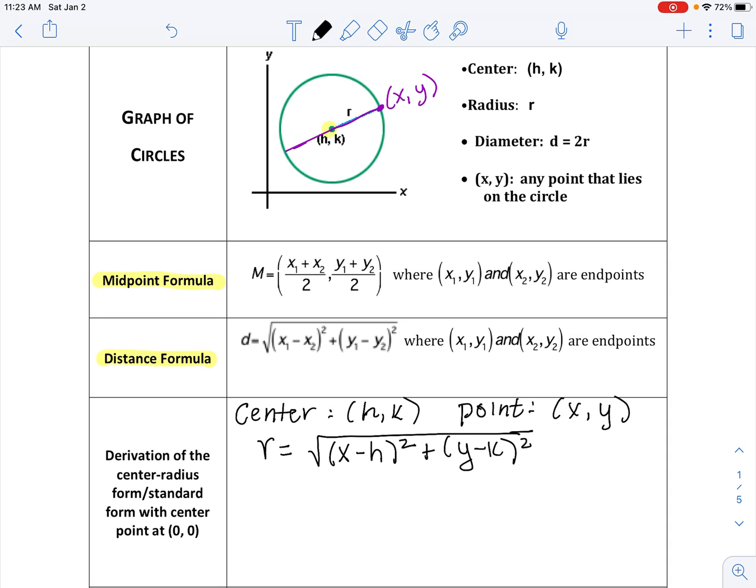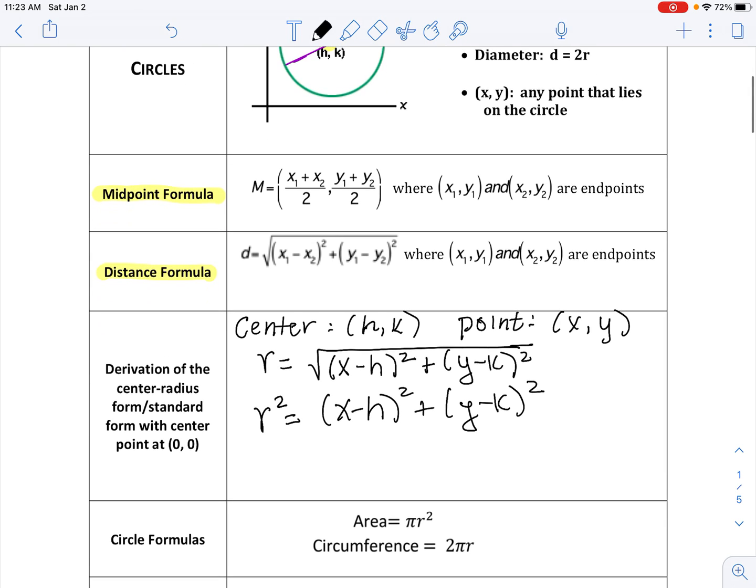If we square both sides, we get the following. And that is the center radius form for a circle.